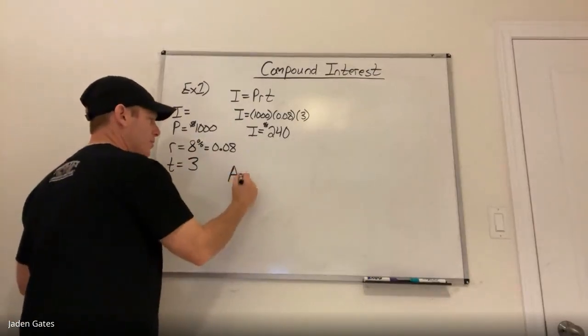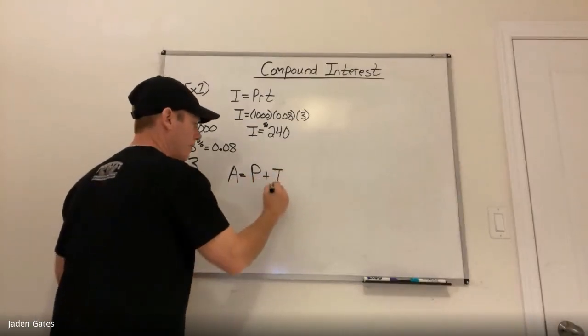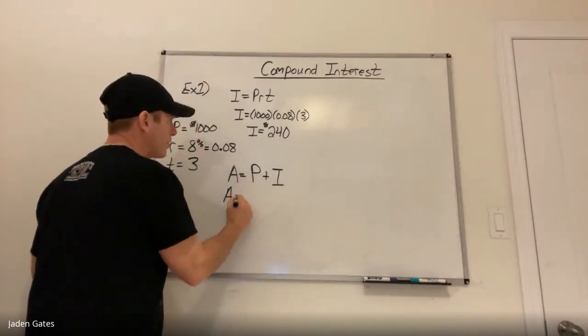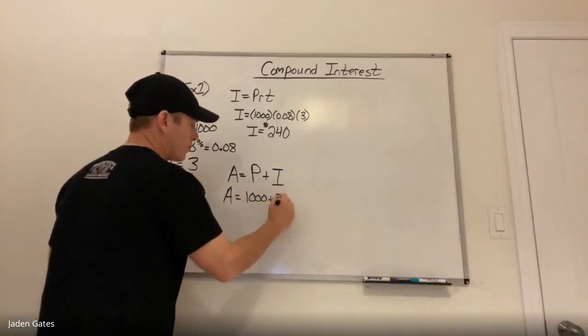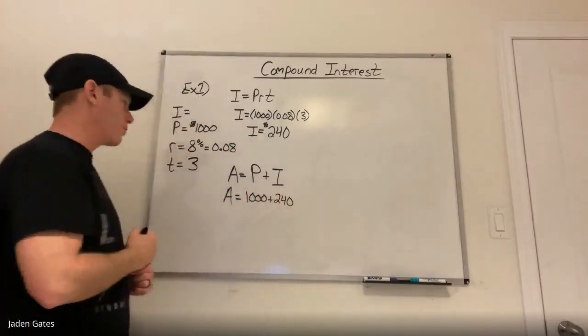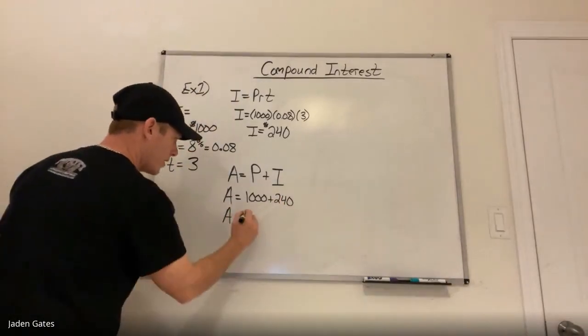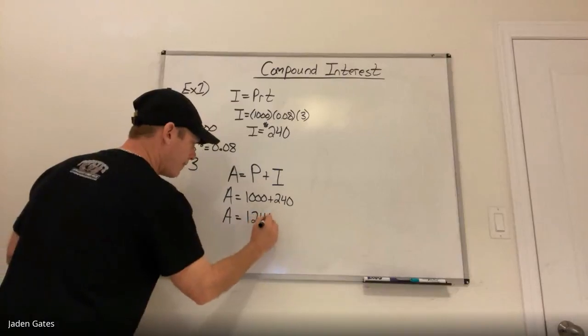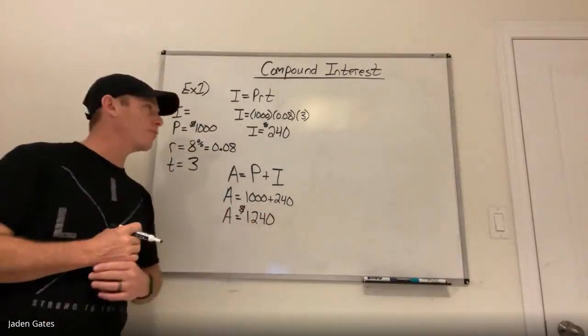But again, we want the final amount. And the amount is the principal, the money you put in, plus the interest you made. So in this case, our amount is $1,000 was put in, plus $240 of interest was accumulated, which as a final number is going to be $1,240. So that's the amount that would be accumulated.